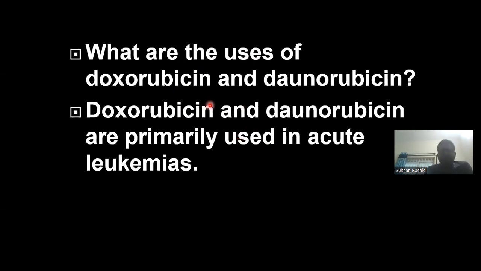What are the uses of Doxorubicin and Daunorubicin? They are primarily used for acute leukemias. Acute leukemias are AML and ALL, acute myelogenous leukemia and acute lymphocytic leukemia. For these conditions, these drugs, Doxorubicin and Daunorubicin, are used.